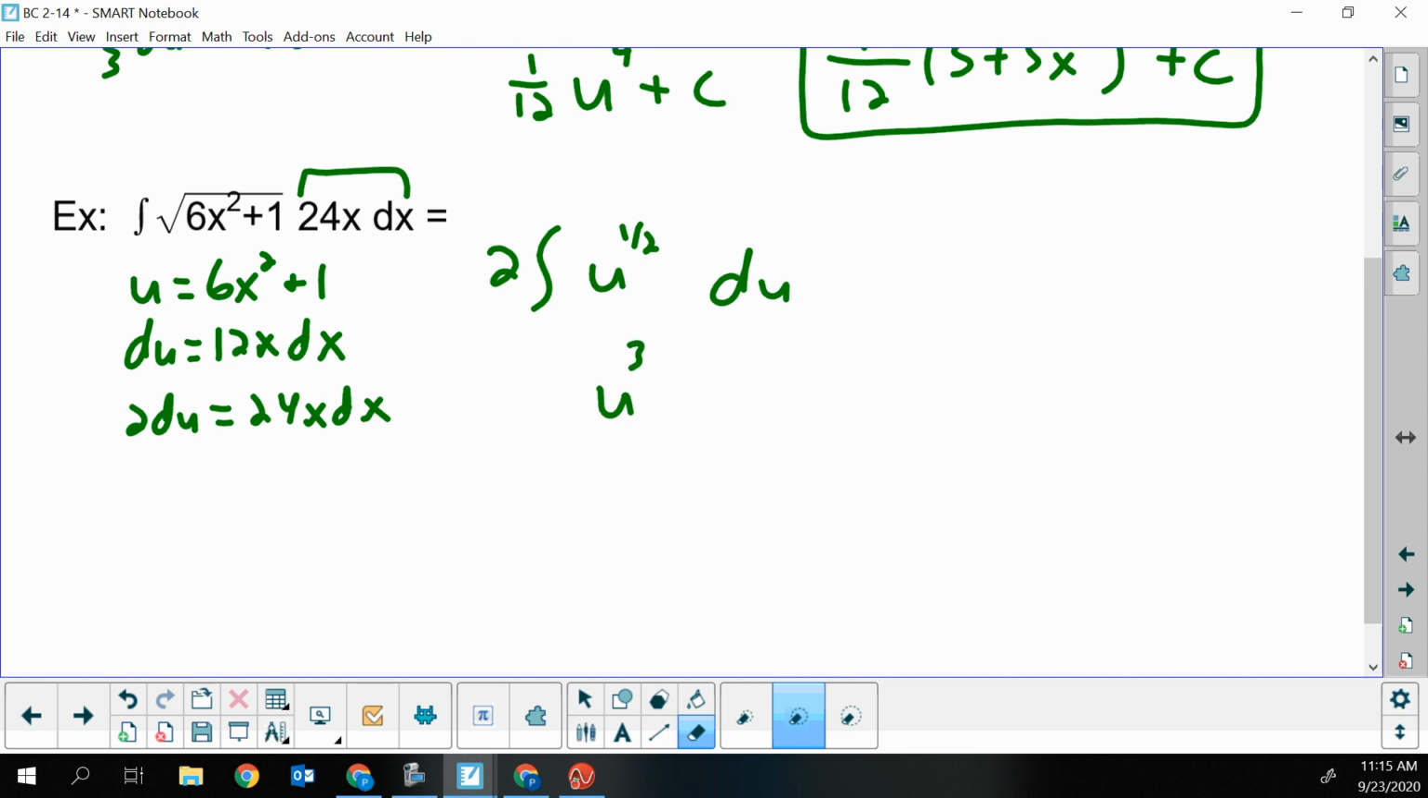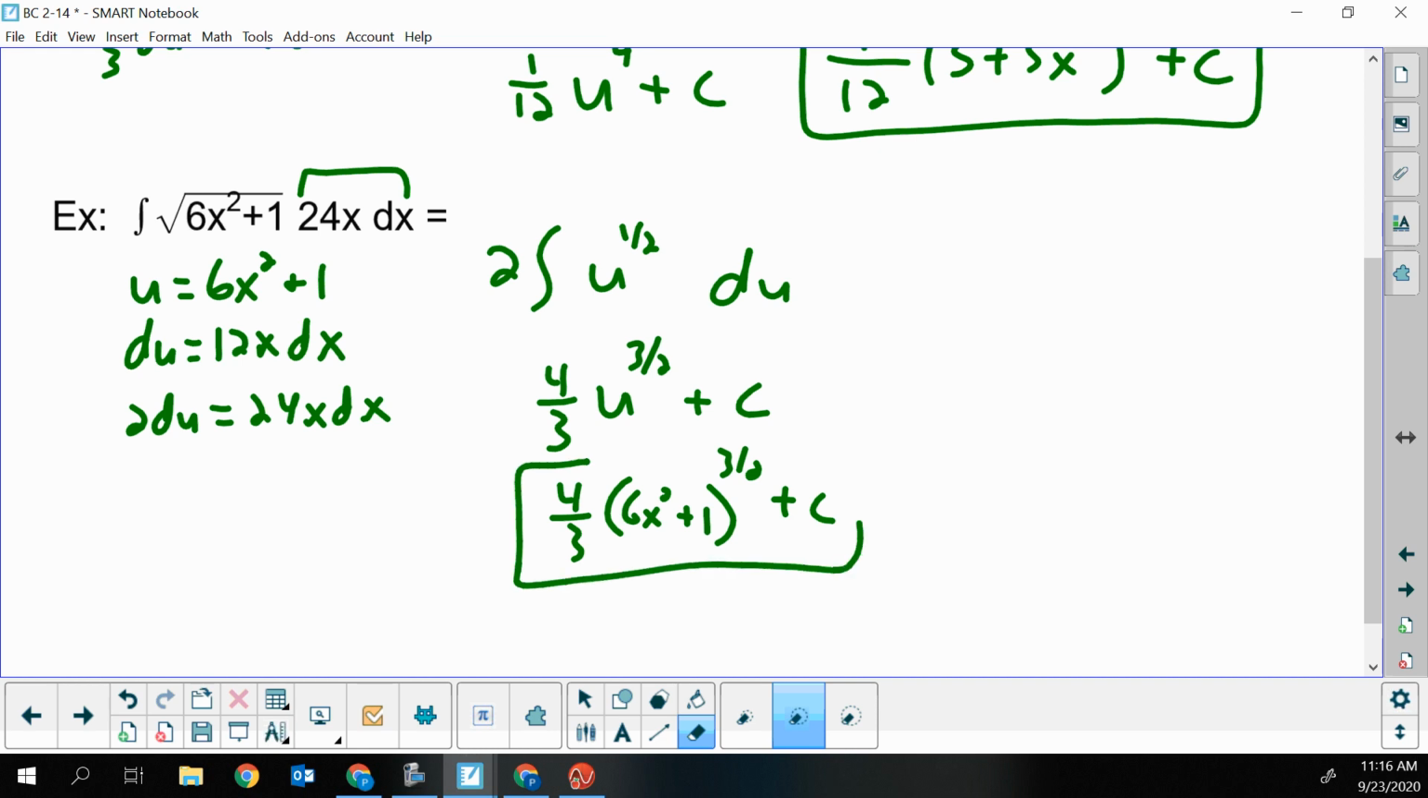So we'll have u to the 3/2 when we go up 1. Dividing by 3/2 is the same as multiplying by 2/3. So 2/3 times 2 will give us 4/3 out front. Don't forget your plus c. And to finish off, we'll just fill back in for u. If you wanted to check, take the derivative, see if it matches with the original thing that was in the integral.